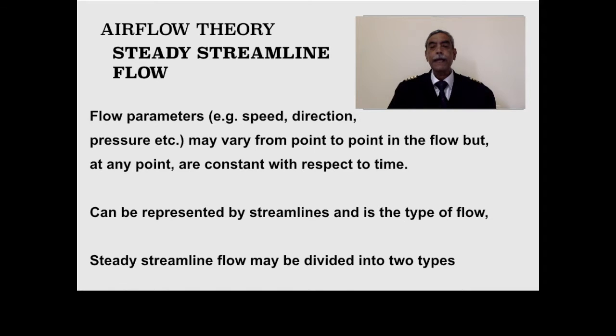Okay, what do you mean by constant with respect to time? That means you measure the parameters now, and after another 5 seconds you measure the parameter. After another 10 seconds you measure the parameter. At all different times, the parameters are going to remain the same. That's what I mean by constant with respect to time. But nevertheless, in the flow, you take it at a point A and at a point B. They could be differing. That's the point of this particular characteristic.